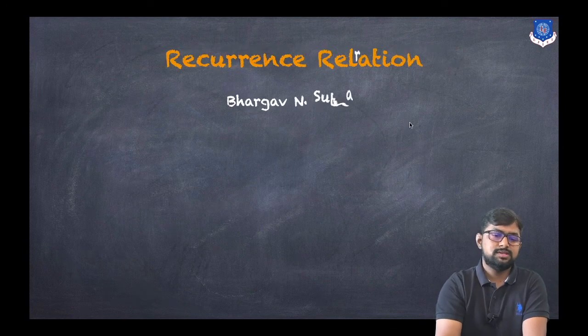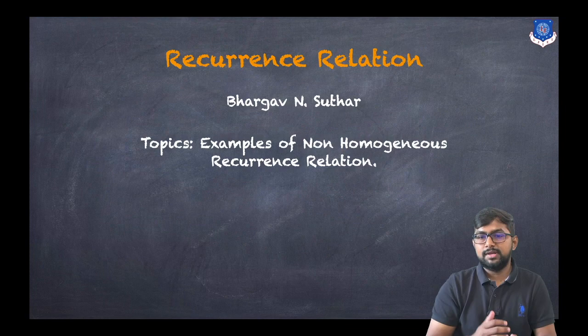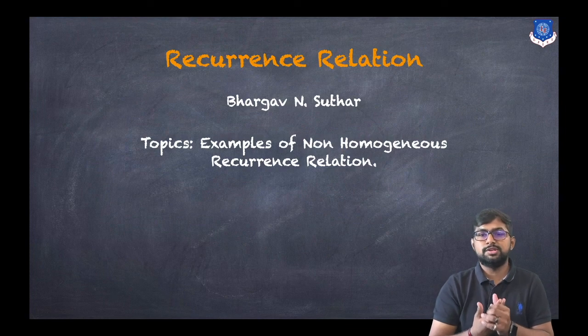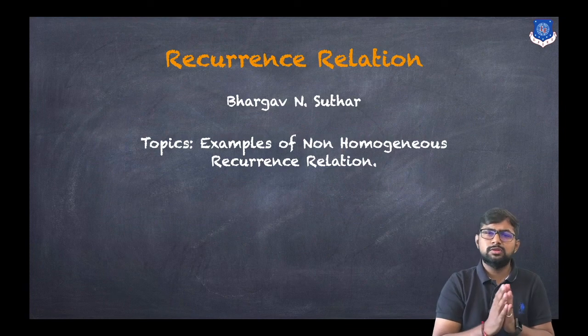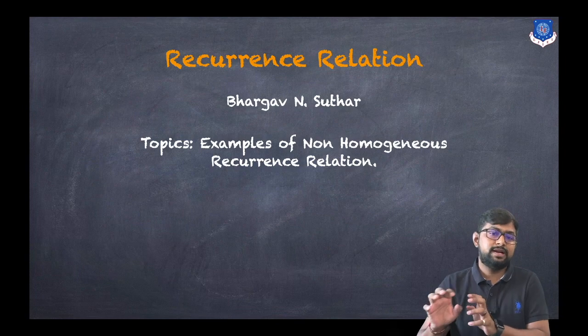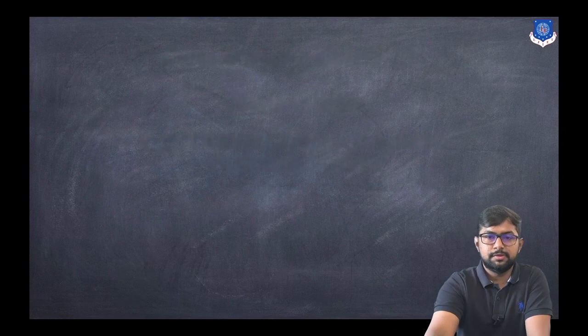In today's session we will discuss examples of non-homogeneous recurrence relations. In the previous session we discussed two or three types of the right hand side. Now we will discuss the rest of them.